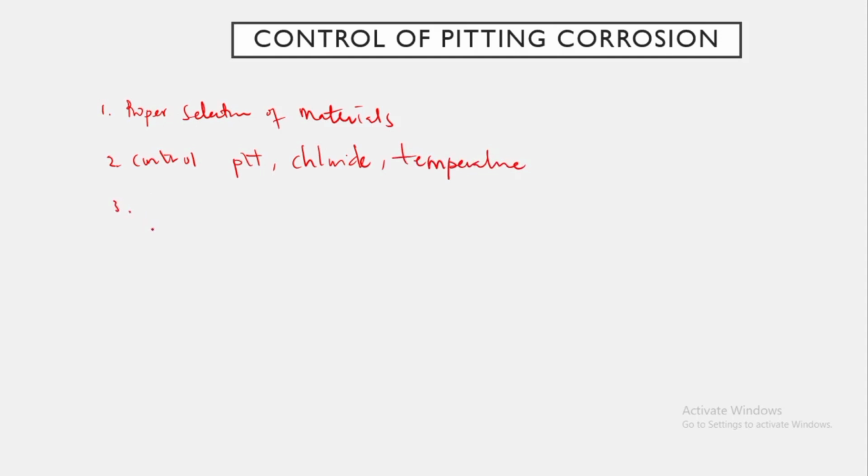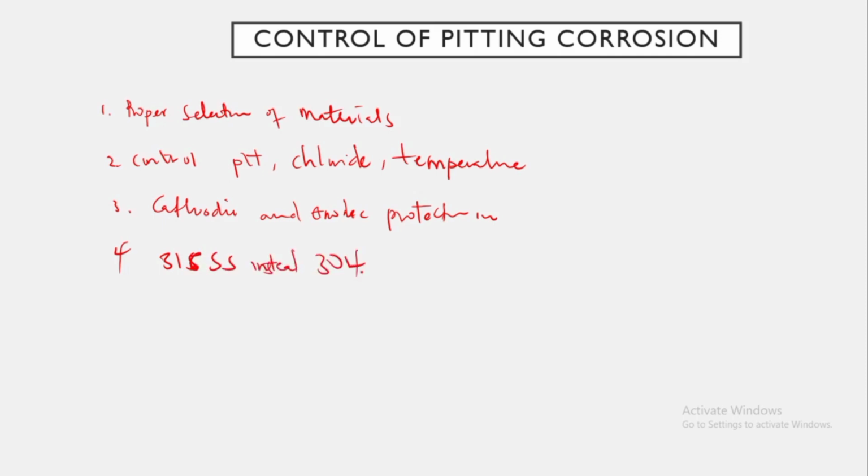The third one I'm going to talk about is cathodic and anodic protection. And the fourth one is the use of high alloys to increase resistance to pitting corrosion. So you use type 316 SS instead of 304 stainless steel.